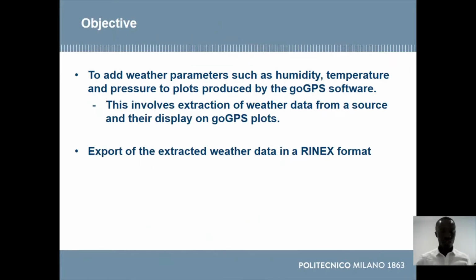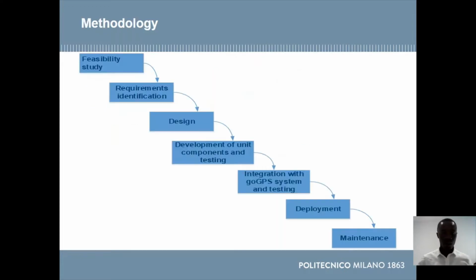Now, the objective of this work was to add those parameters such as humidity, temperature, and pressure to plots produced by the GoGPS that could be used for the analysis, and it involves extraction of weather data from a selected source and displaying it on the plot being produced by GoGPS. And then the second objective is to export the extracted data in a format, that's Rinex Meteorological file format, that could be used also for future purposes.